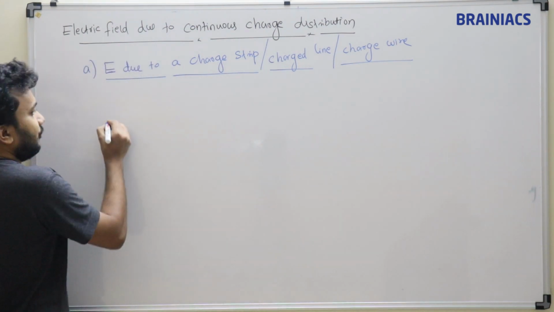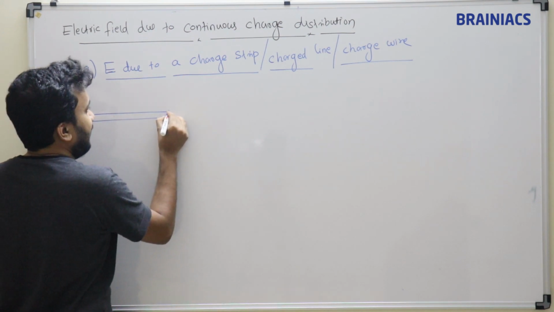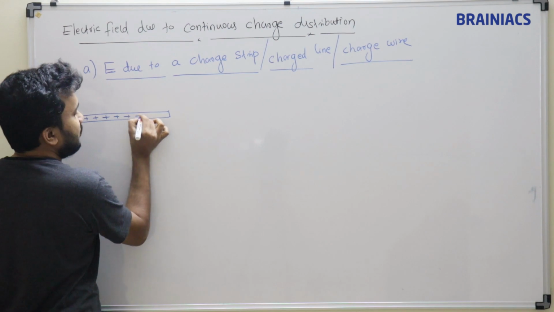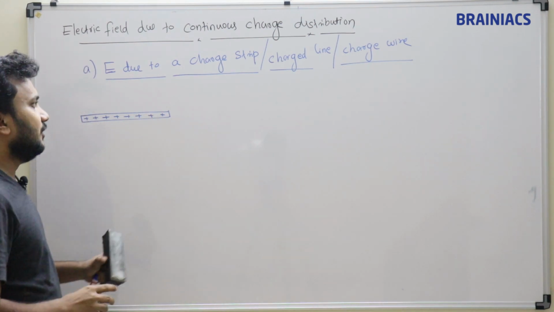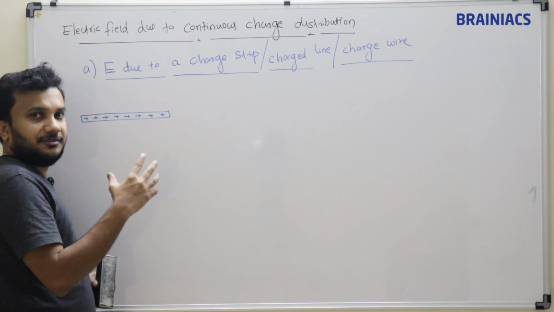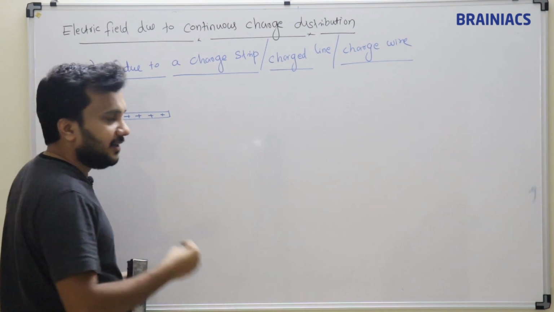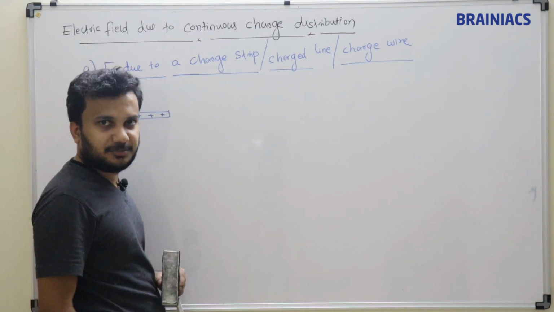I will draw the diagram here. It is a strip like this, and for all the derivations I am assuming positive charges on the strip. If positive charges are on the strip, what is the direction of the electric field intensity? It is away from the strip. If it is negative, it is towards the strip. Here it is positive, so it is away from the strip.